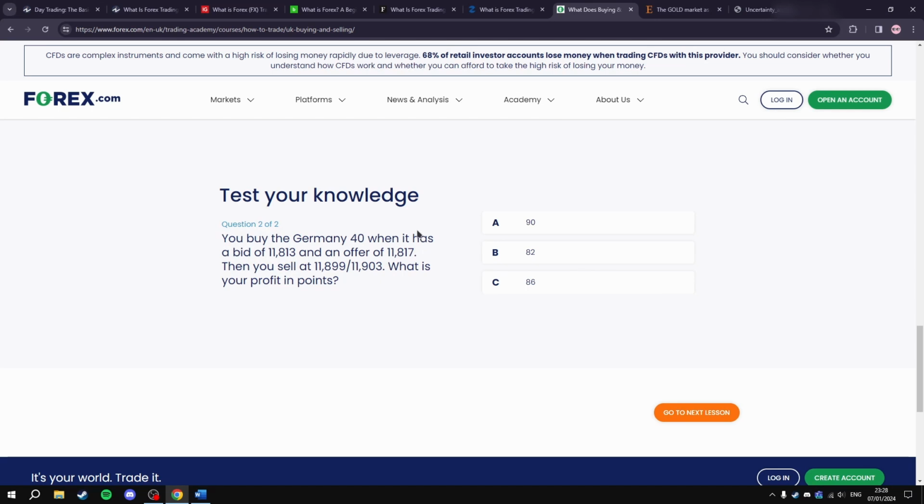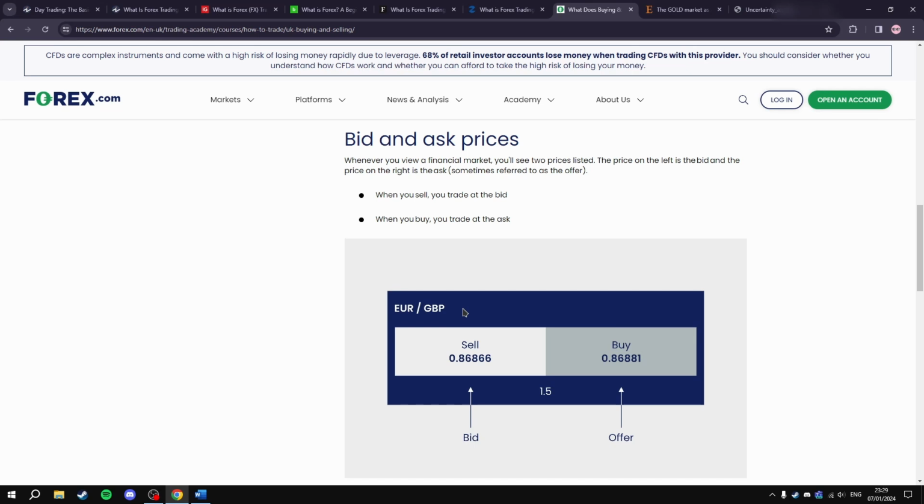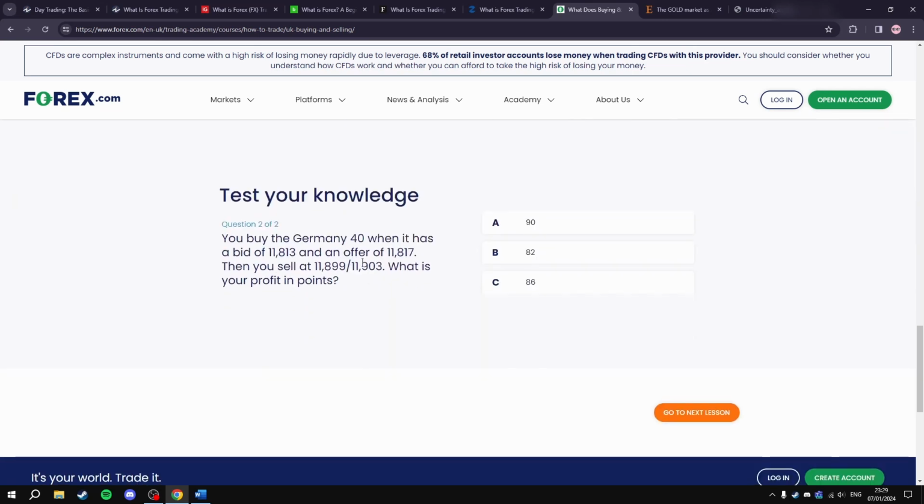You buy the Germany 40 when it has a bid of that and an offer of that. Then you sell at, so this you sell it, bid of that and an offer of that. Bid, so you buy it at this price. No, bid is a sell price, isn't it? Bid is a sell price. When you buy, you trade at the ask, offer of that. So you bought it at that, then you sell it.